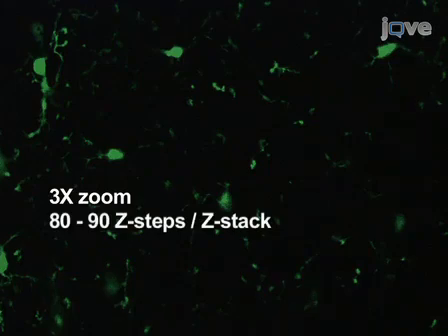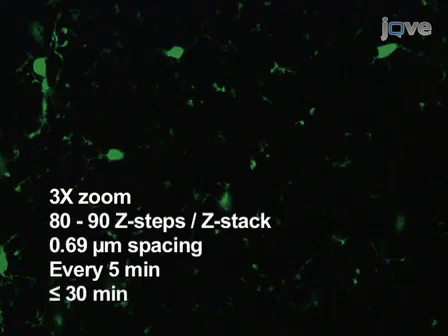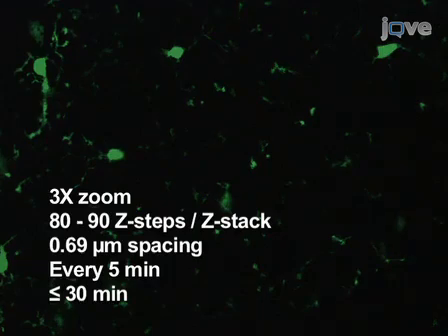Under a zoom of 3x, acquire multiple z-stacks with 80 to 90 z-steps each and a 0.69 micrometer step every 5 minutes for up to 30 minutes. This enables a good sampling of microglial morphology and behavior over time.